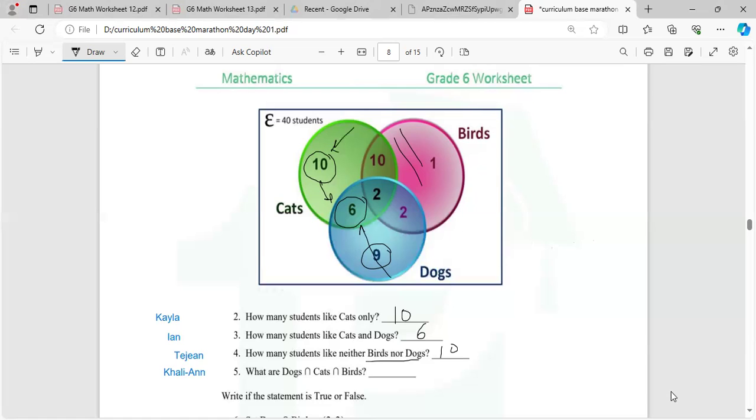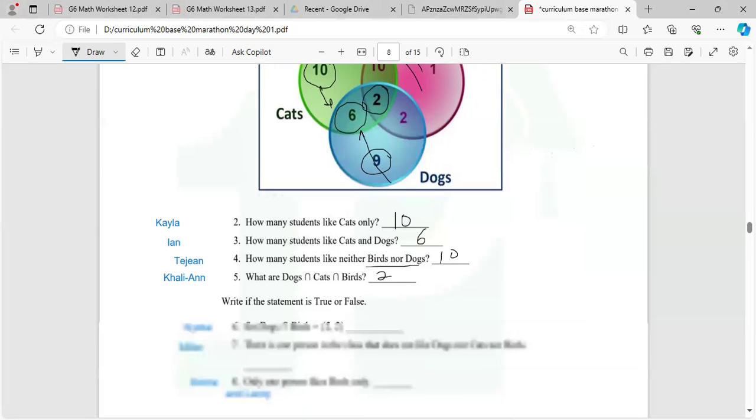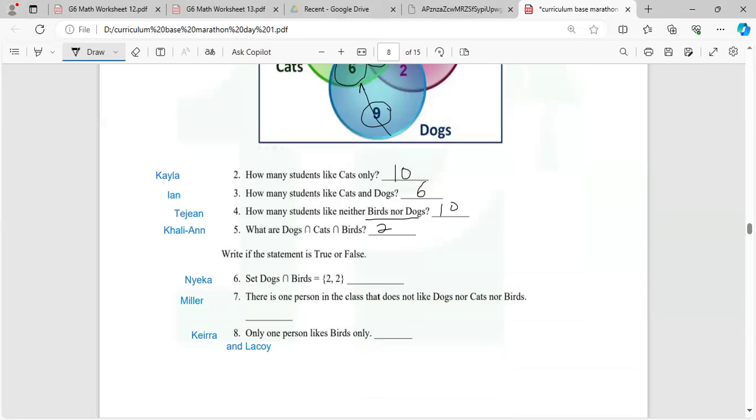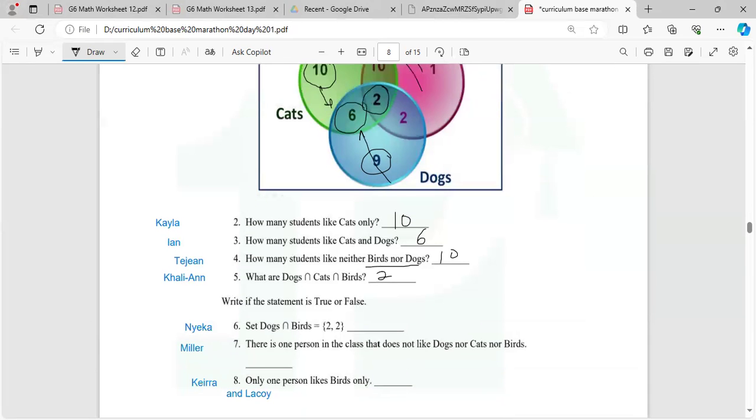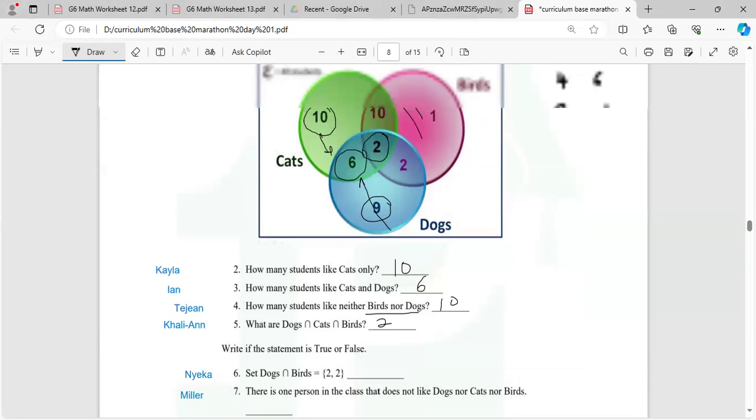All right, Kalyan, you're up now. What are the dog intersection cat intersection bird? It's in the middle too. The answer would be 2 because it's in the middle. These two here, guys, all three. That's the intersection. All right, so it says, Nika, write if the statement is true or false. Set dogs intersect birds equals 2 to 2. Is it true or false? True, sir, because you have the one in the middle and the one in burgundy.